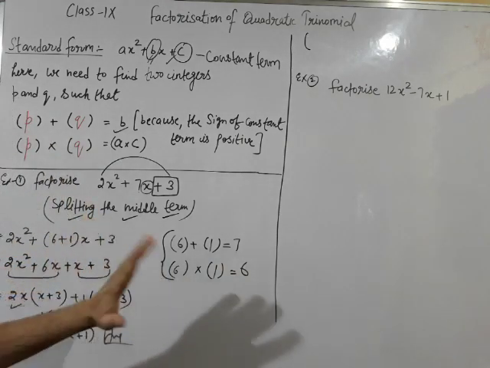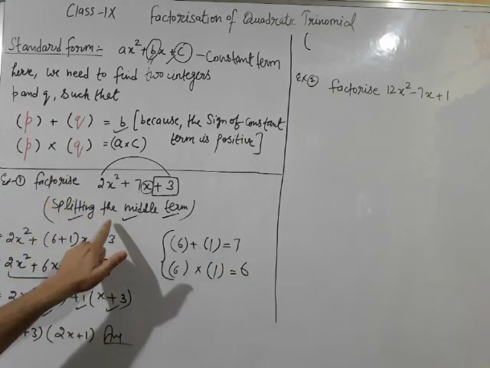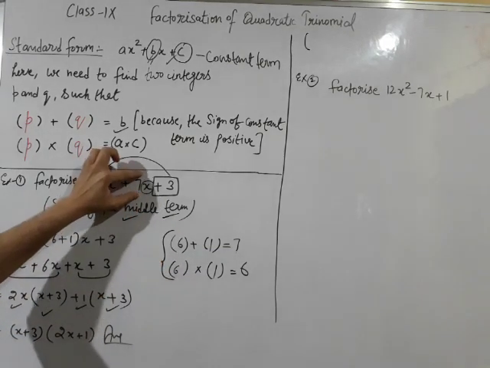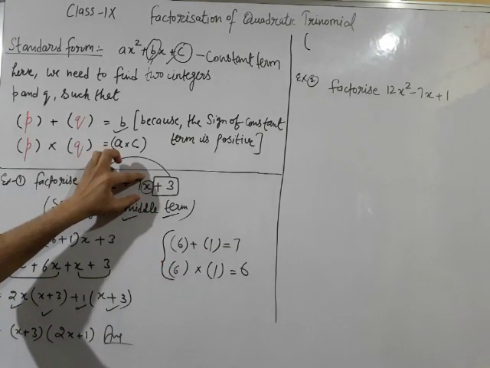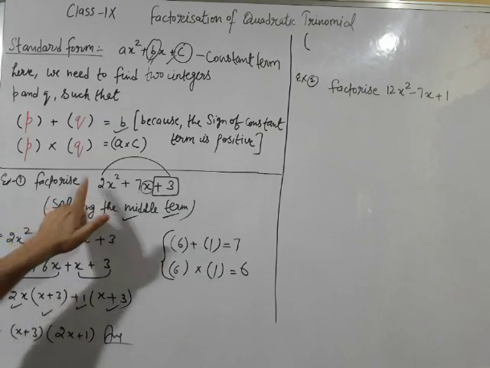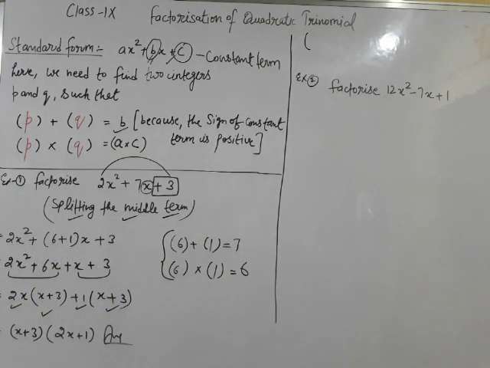And now what will we do? We will just split the middle term. We will make changes only in its middle term. We will not change its first term and the last term. And the rest of the solution you know. Now move on to our second example.